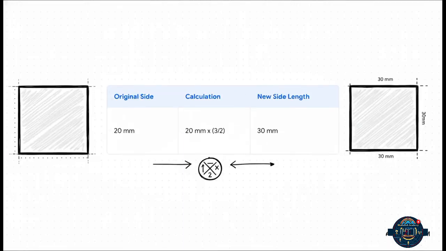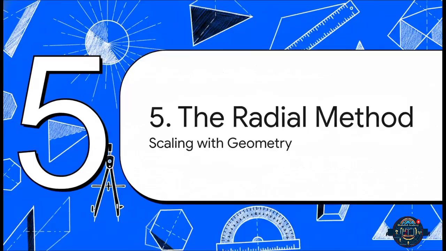Let's run through a quick example so you can see exactly how this works. Say we have a square with 20 millimeter sides, and our scale is 3 to 2. The math is easy. 20 millimeters times 3 over 2 gives us a new side length of 30 millimeters. So you would just draw a new, perfect square, but this time with 30 millimeter sides. Job done.